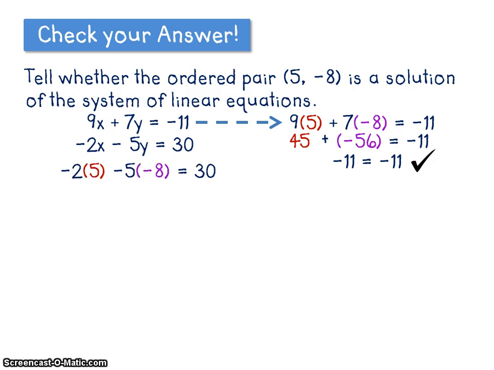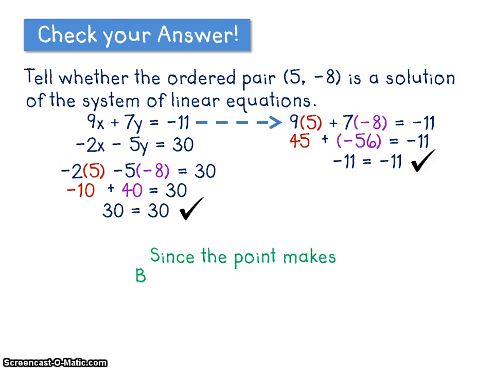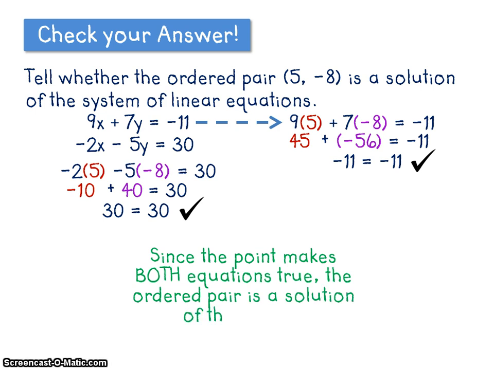So let's see. Negative 2 times 5 minus 5 times negative 8 equals 30. Negative 10 plus 40 equals 30. And I get 30 equals 30. I see two checks. I know that this point is a solution to both equations individually, which means it is the solution of the system. So since the point makes both equations true, the ordered pair is a solution of the system. How did you do? I look forward to hearing how you did tomorrow.